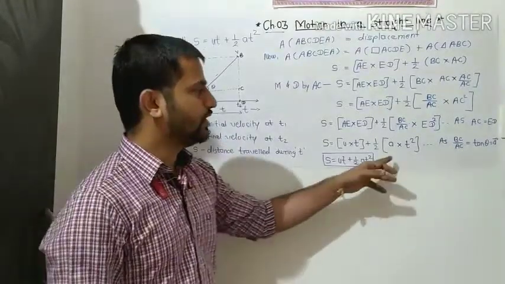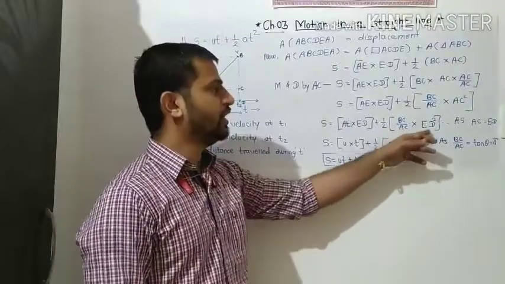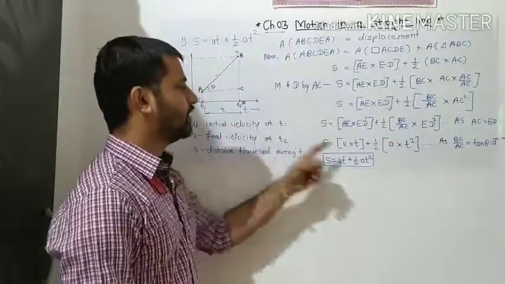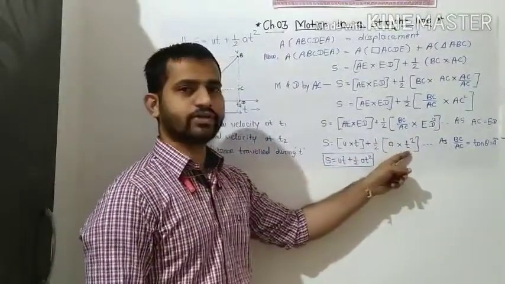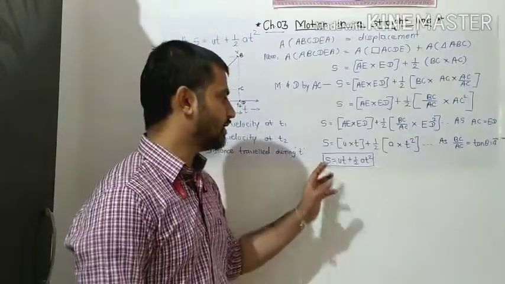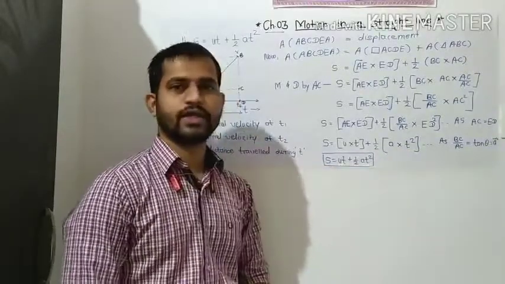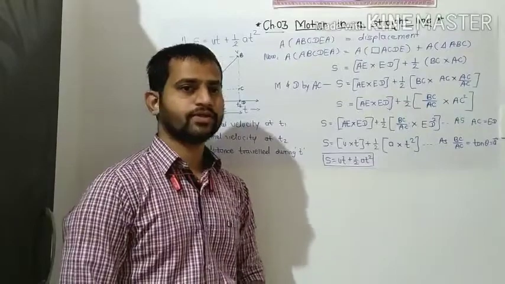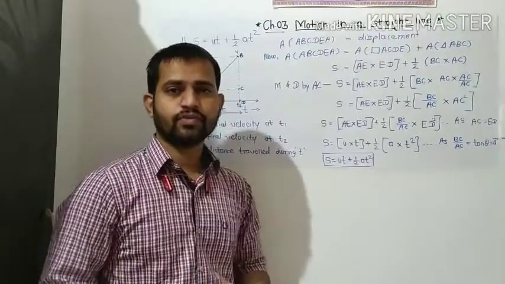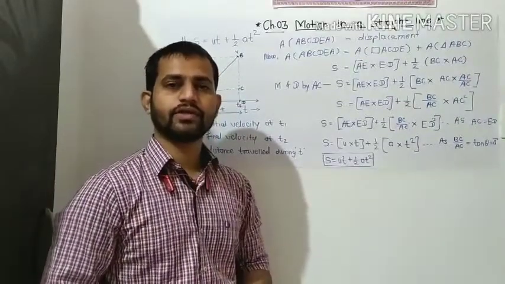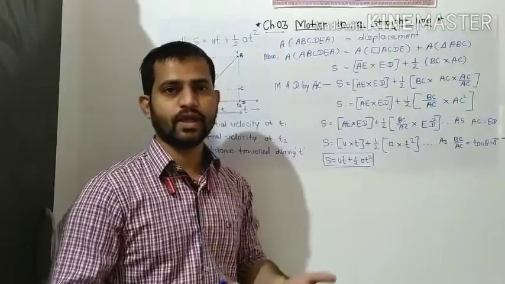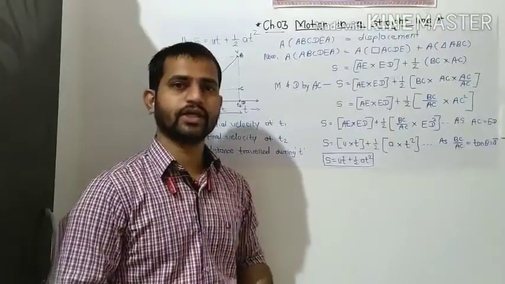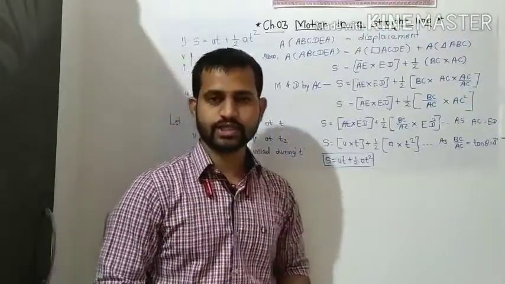So we can put here acceleration A into ED. ED is the time period T. We will get the T square. So our final equation will become S is equal to UT plus 1/2 AT square. Okay, so this is one proof that we can give based on our knowledge of the area under the VT curve. Let us see one more example on this.